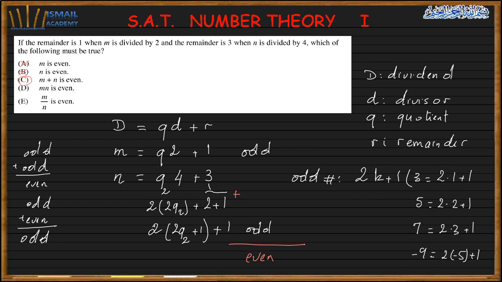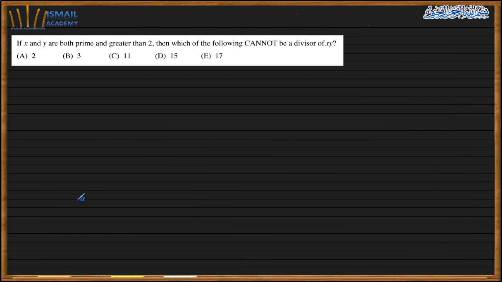So next question. Both are prime numbers. So it's like 2, 3, 5, 11, and so on. Then the following cannot be a divisor of x times y. So both of them are prime. x is prime and is greater than 2. What does it mean? They are odd, because the only prime number which is even is 2. The rest, all of them, are odd. That means we have prime and odd.